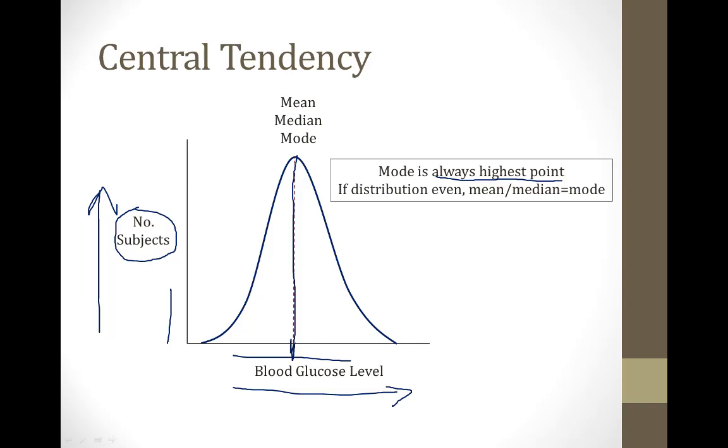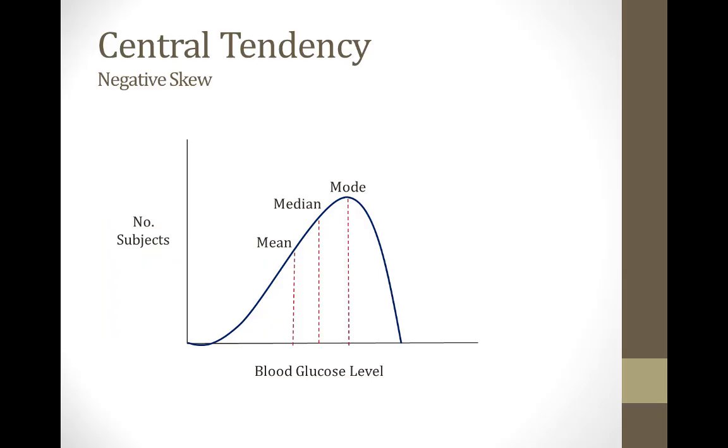If the data are evenly distributed, like in this example here, where there's an even number of measurements on the left side and the right side of the mode, then the mean and median are equal to the mode. So anytime you see a nice, normal, even distribution like this, the mean, median, and mode are always at the top, right in the middle. Now, data sets aren't always evenly distributed. Sometimes they are what we call skewed, and data sets can have either a positive or negative skew.